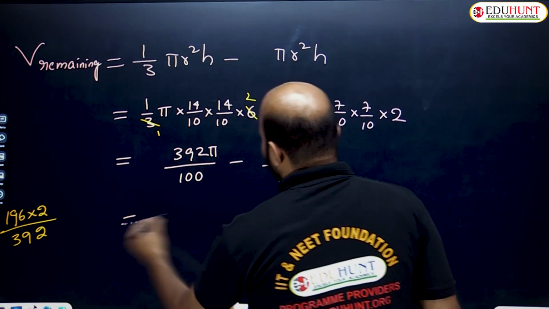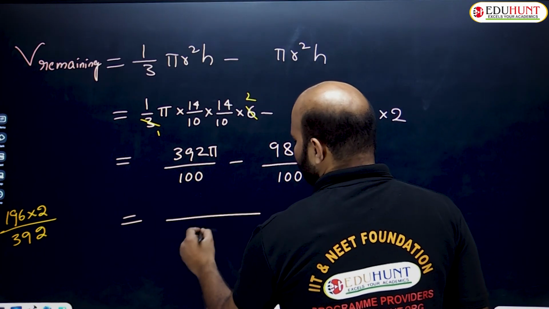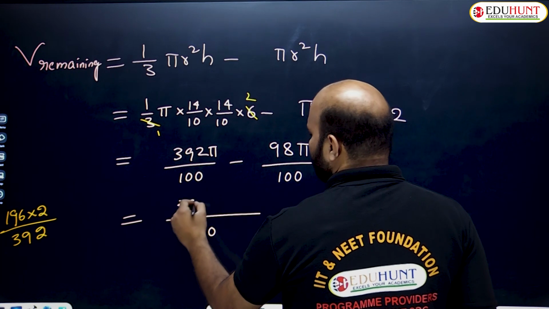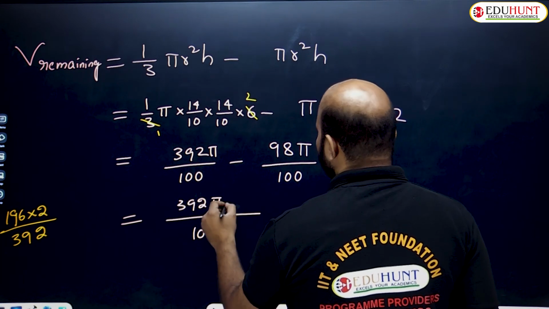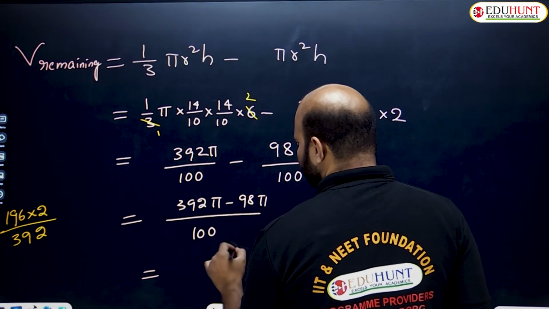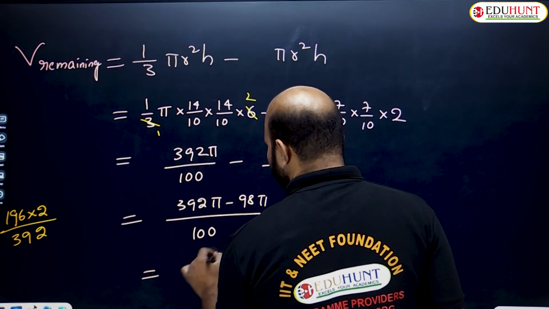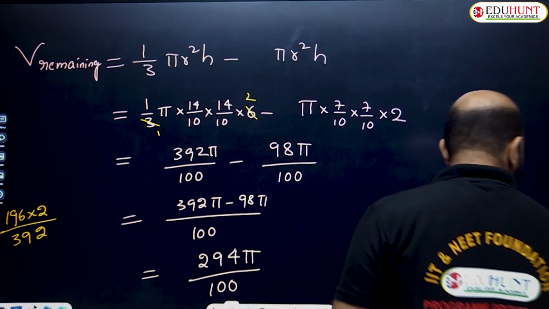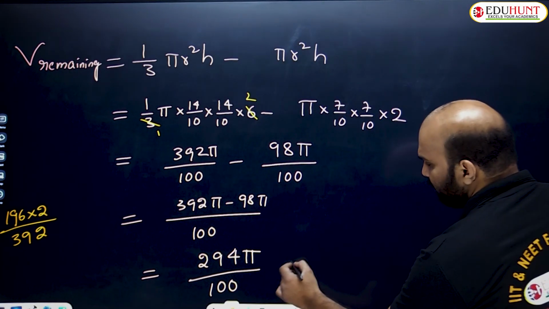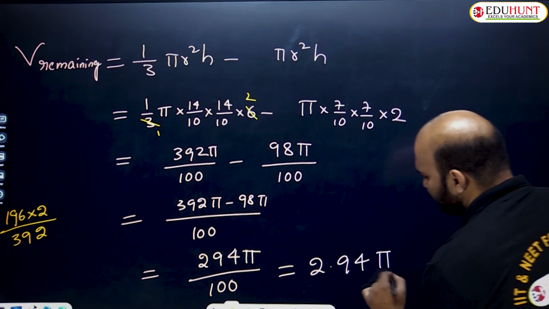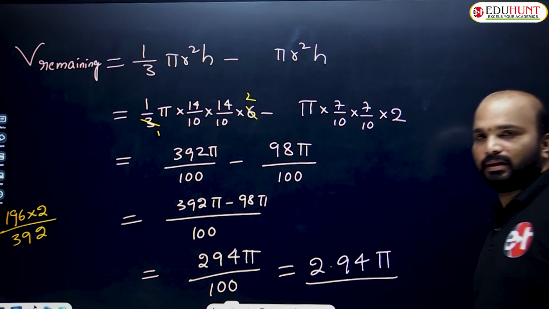So taking 100 as the LCM directly, 392 pi minus 98 pi. What is the difference? The difference is 294 pi by 100. Am I clear? So by 100 means it will be written as 2.94 pi. This is the required answer, with the decimal point after two places for the whole by 100.